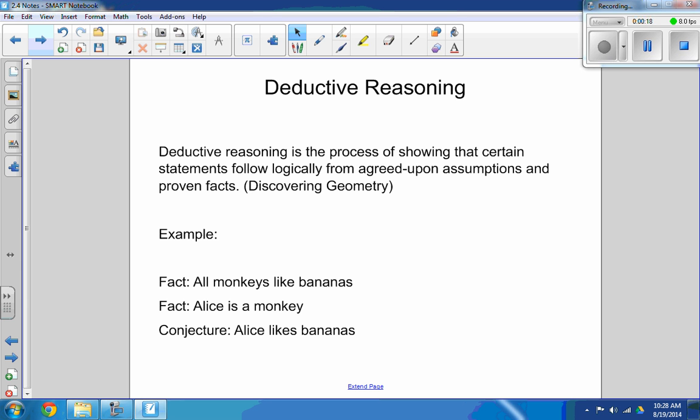So let's look at an example. Fact: all monkeys like bananas. Fact: Alice is a monkey. So the conjecture is Alice likes bananas. And let's follow through the reason. All monkeys like bananas. Alice is a monkey. So I connect these two. Alice is a monkey. Thus, Alice likes bananas.